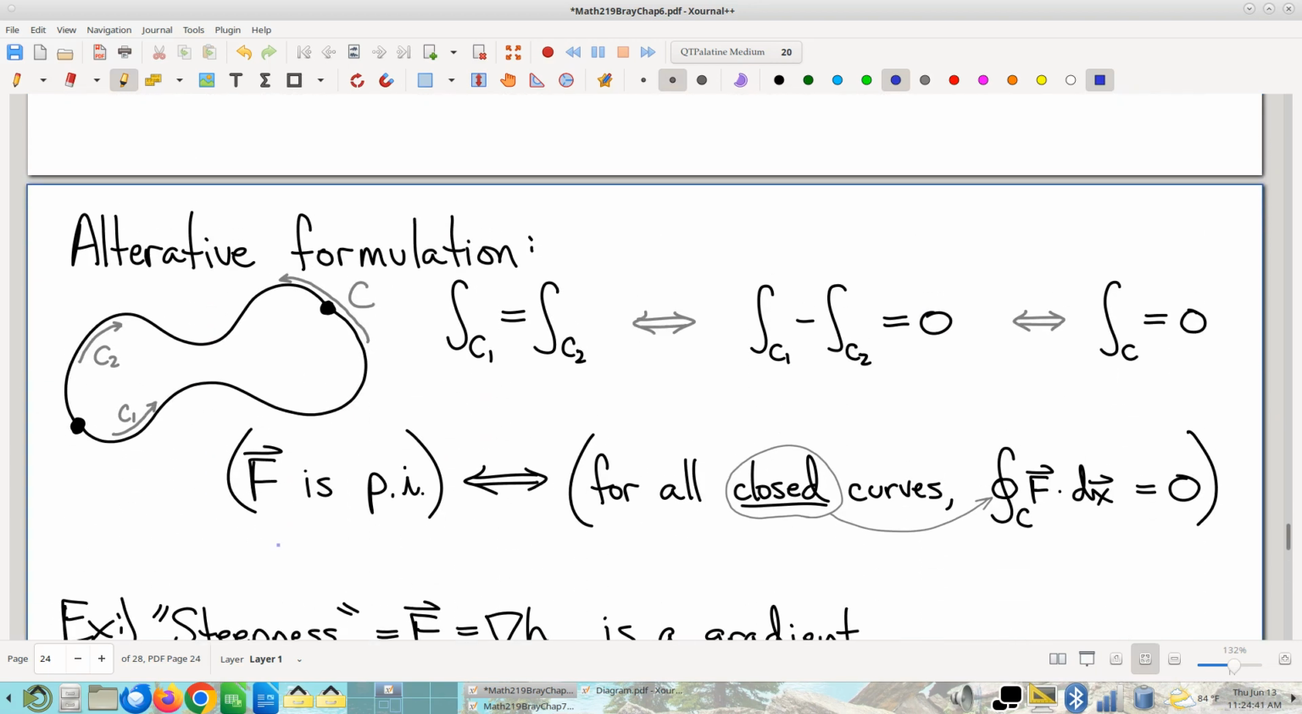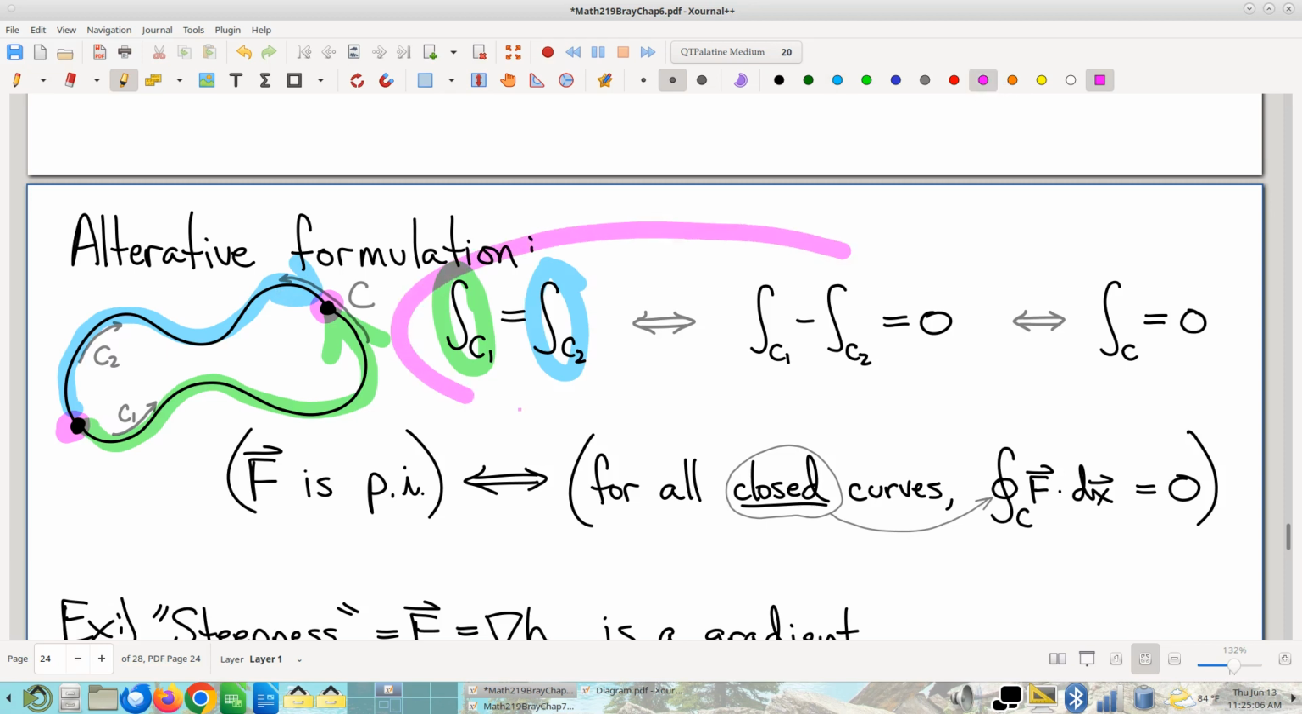Okay, here's a different way to say path independence. Keep in mind, the idea of path independence is that with start and end points settled, the green line integral should always equal the blue line integral. And now I'm just going to make the observation that, okay, well, nothing happens if I subtract over to the other side of the equation.